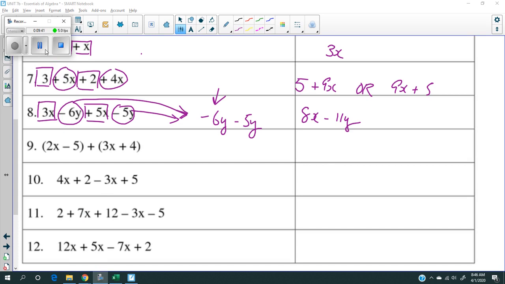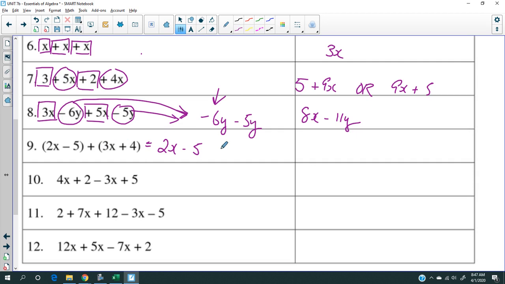Hold on, let me press pause for a second. Now, this next one, how is this one different from any question up here? Parentheses. Now, don't be intimidated. This is not the time to be worried about the parentheses. Next week when we talk about it, then we'll get deeper into it. Right now, you actually don't need parentheses. If we were to rewrite this without parentheses, it will be 2x minus 5 plus 3x plus 4. Nothing changed.